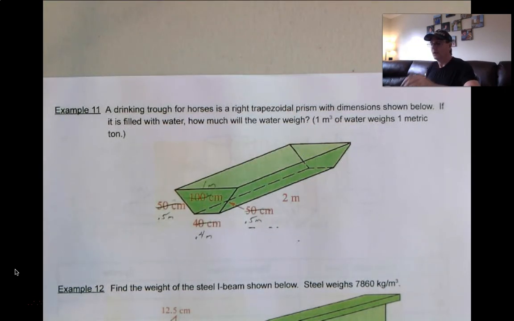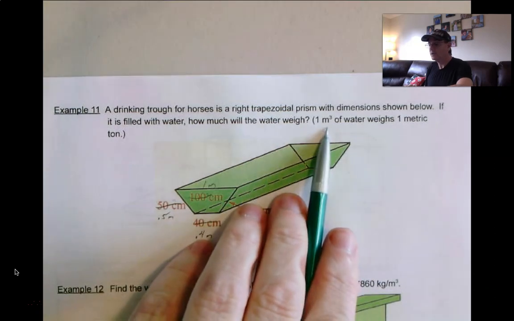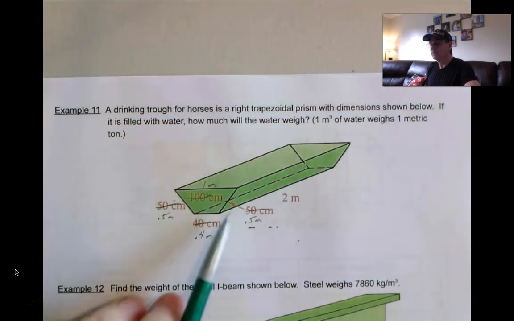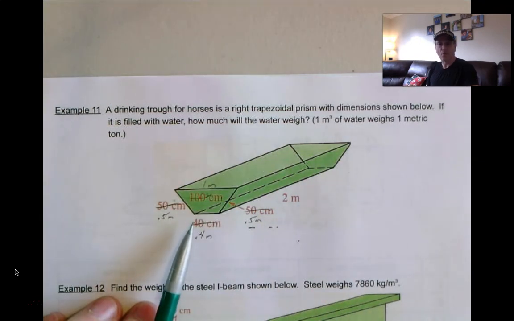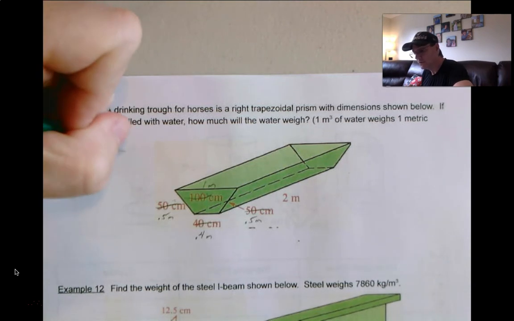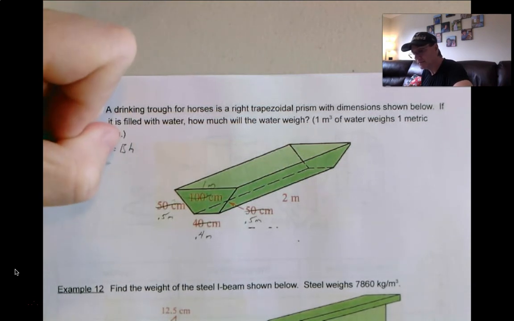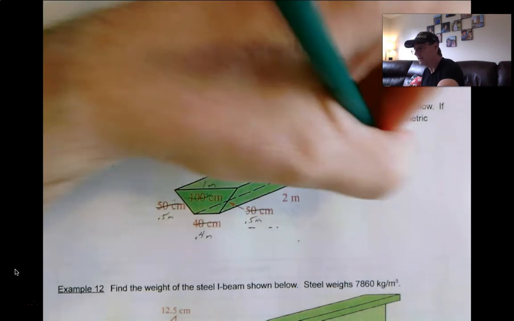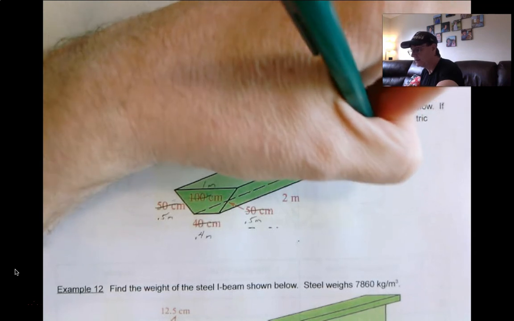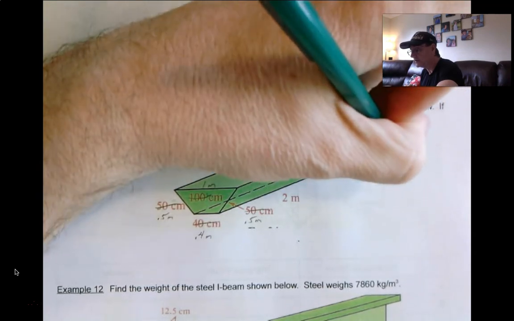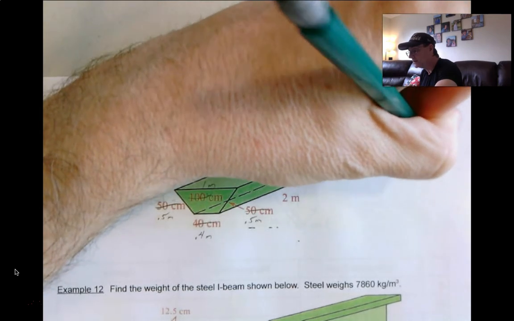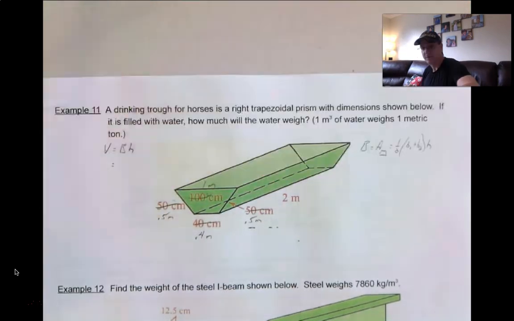Okay, so meters cubed, 1 meter cubed is equal to 1 metric ton. So we need to find out how many cubic meters of water we have. That's volume. Volume equals area of the base times the height. So we're going to find the area of the base. Area of the base is equal to the area of the trapezoid. 1/2 base 1 plus base 2 times the height of the trapezoid.